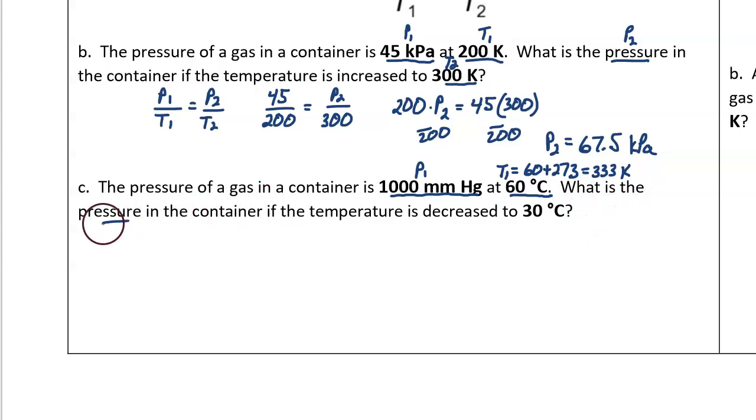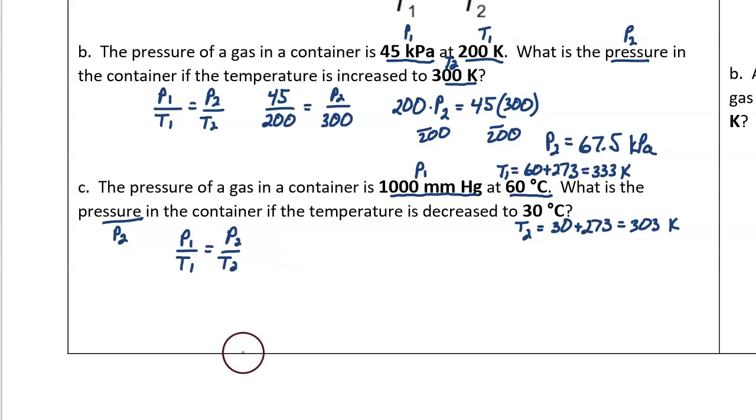What is the pressure? So that's asking for P2 in the container if the temperature is decreased to 30 degrees Celsius. This other temperature will help us to get T2. 30 plus 273. So the value of T2 is 303 Kelvin. We have a question involving P1, T1, P2, and T2, so it's Gay-Lussac's law. P1 divided by T1 equals P2 divided by T2.